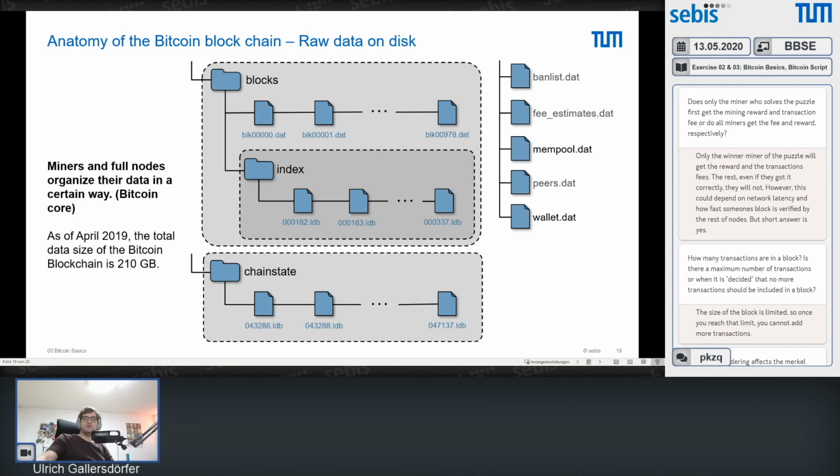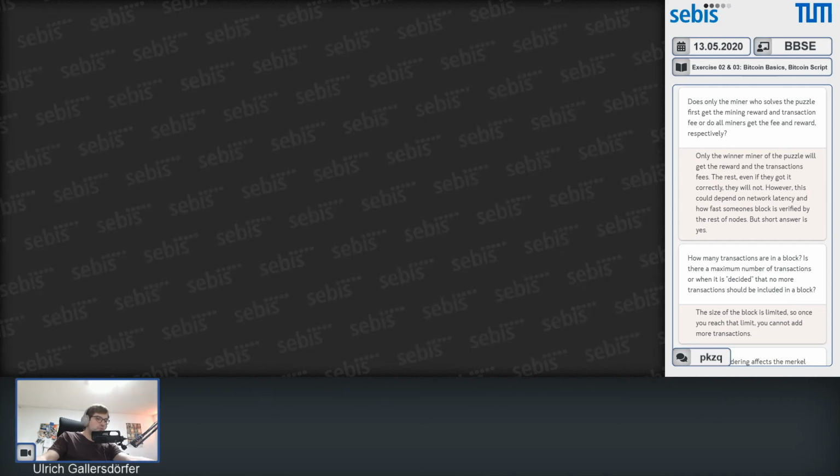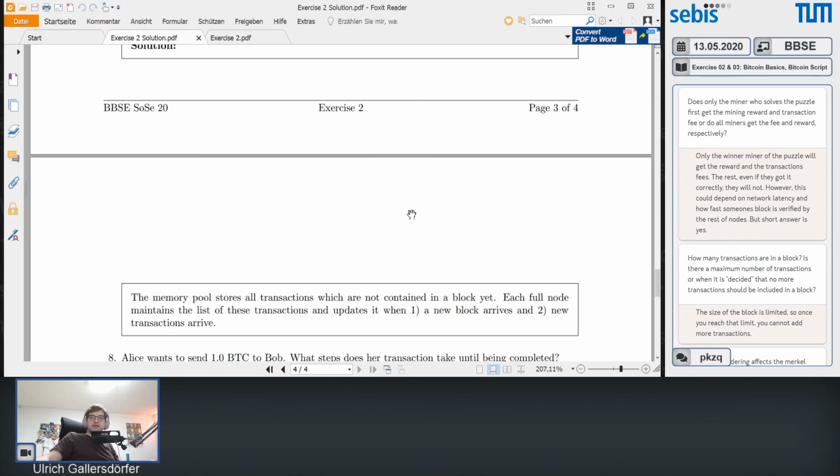So let's check the solution here, that I'm not telling any lies. The memory pool stores all transactions which are not contained in a block yet. Each full node maintains the list of these transactions and updates it when a new block arrives and when new transactions arrive. So when a new transaction arrives, the mempool gets fuller and fuller. When a new block arrives, then your software, your full node, checks if transactions which are in the memory pool were included in the block, and then removes them from the memory pool because they are already included in the blockchain. So that's the idea here.